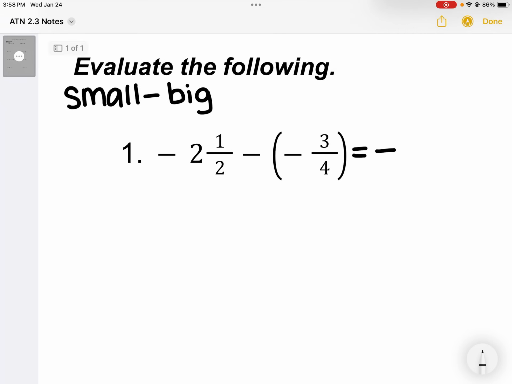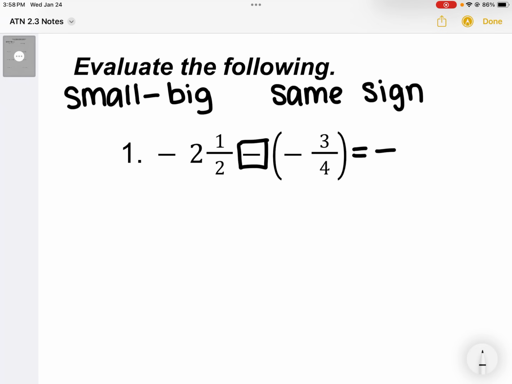Now I'm going to focus on if it has the same signs. I do what the sign says. That is this case. Negative 2.5 is the same sign as negative 3/4. Because they are the same sign, so same sign, I do what the sign says. So I am going to subtract in this problem.